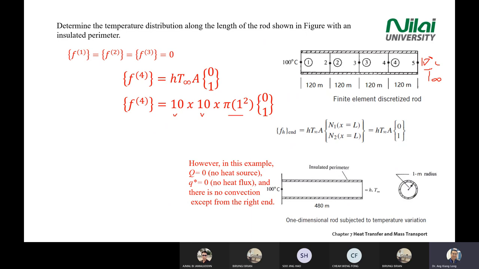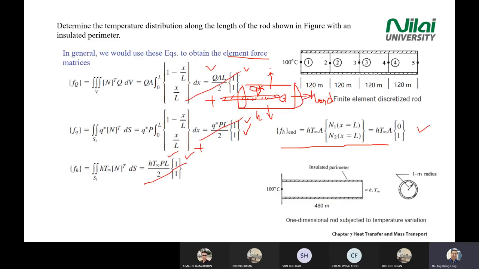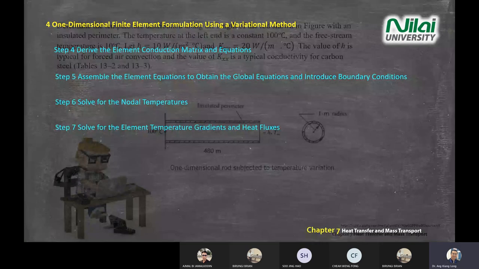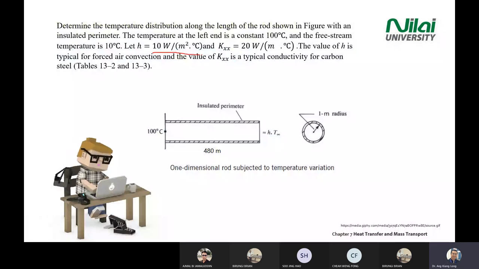Area, pi r square, and so on. Just be careful. You might ask whether I need to change this one to Kelvin or not. It depends on the H value that you use. Let's go back to the question. The H value is in the unit of Watt over meter square Celsius, so you are using Celsius.